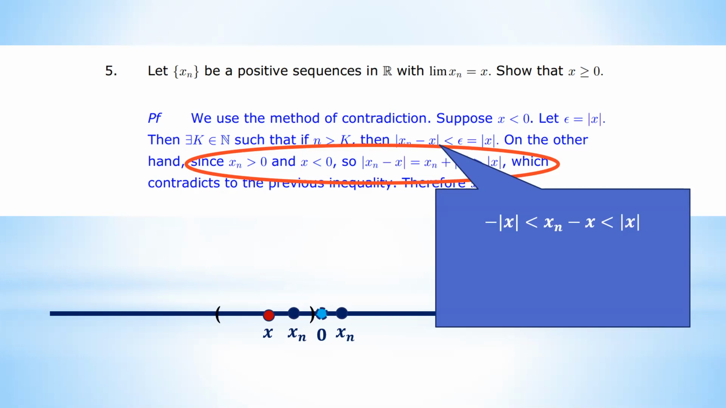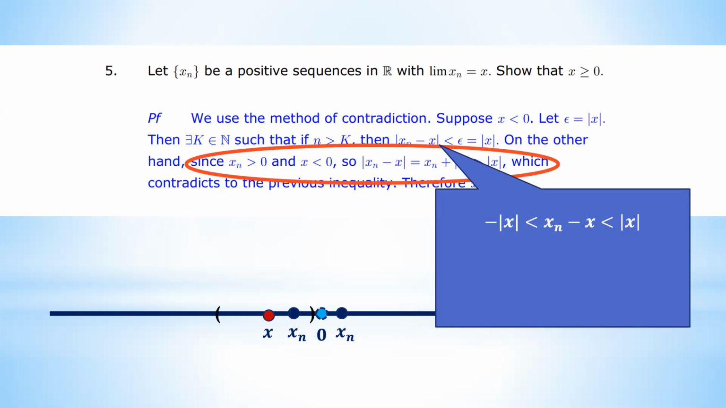Now, how are you going to reach the contradiction? You're going to see that here you have two inequalities, right? The left inequality, the right inequality. Now here, I only want to use the right inequality. I'm only going to concentrate on xn minus x less than the absolute value of x, and from there, I'm going to get a contradiction. Now, how do I do that? Here, it's very important that you realize that x is assumed to be negative.